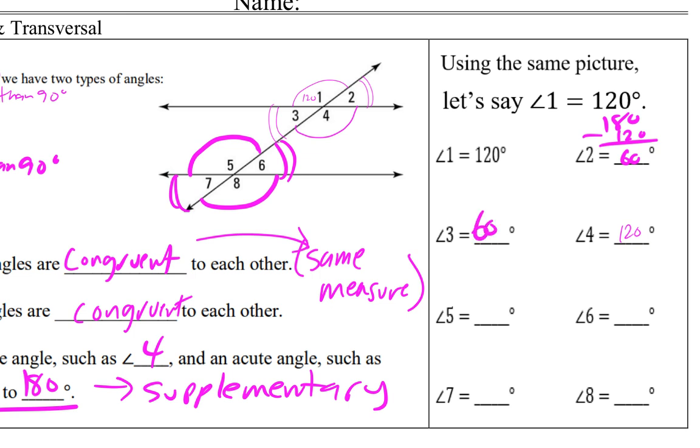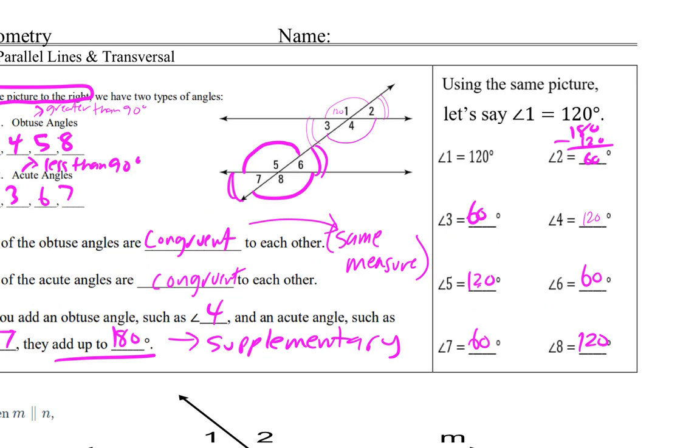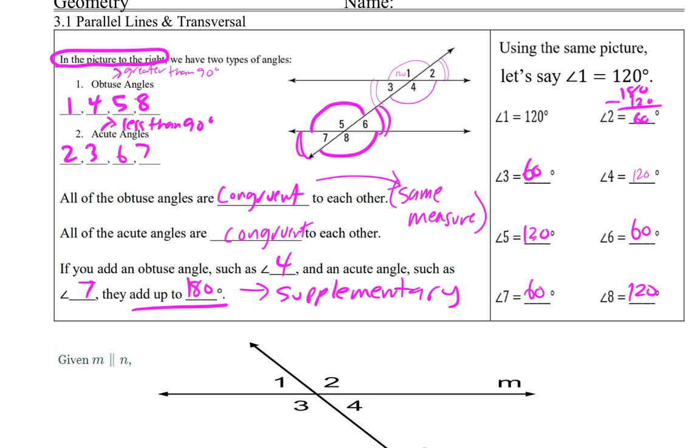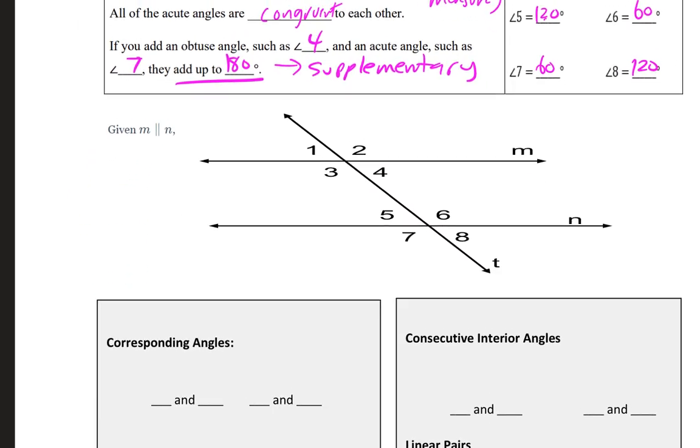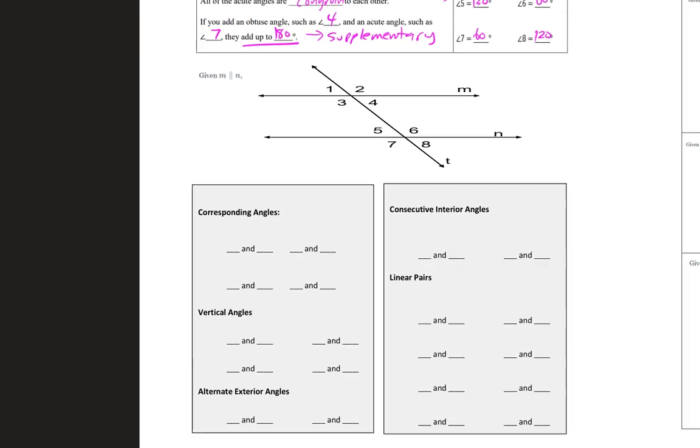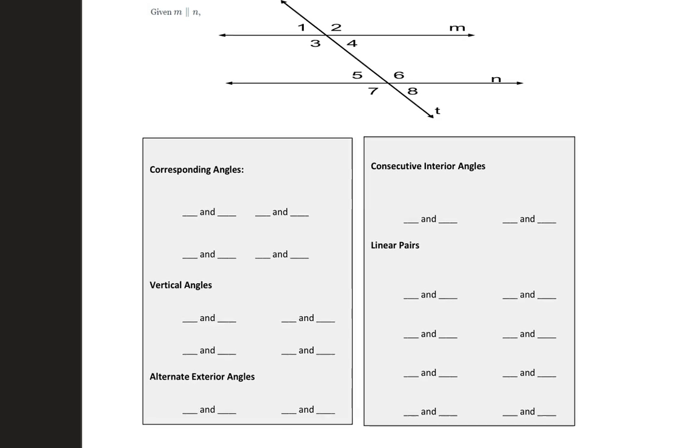If we said these are all congruent, then how much is angle 5? If angle 5 is congruent with number 1, then angle 5 is also 120. The other one that's also 120 is 8. So 6 and 7 are the same. If 6 is the acute one and that's the same as 2, which is 60, that means 6 and 7 also are 60. So that's what we want to remember on this picture. Anything to do with this picture, the two angles are either congruent or supplementary.